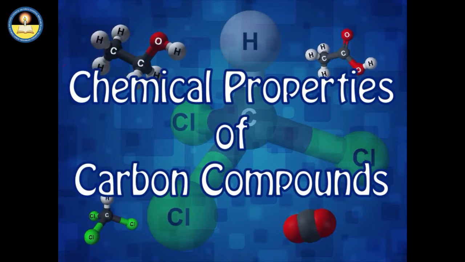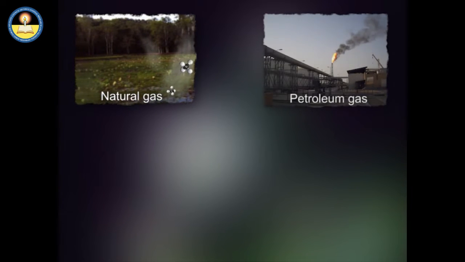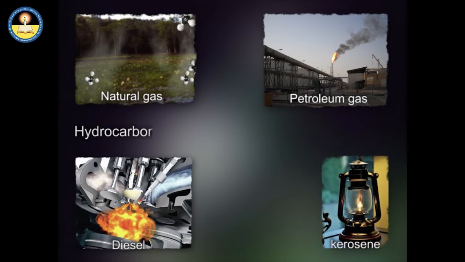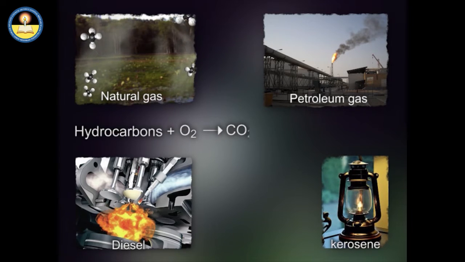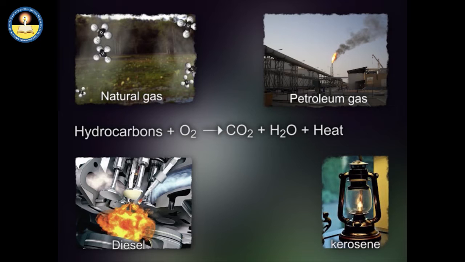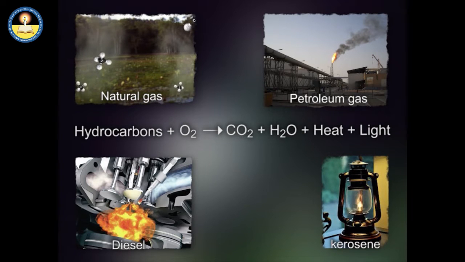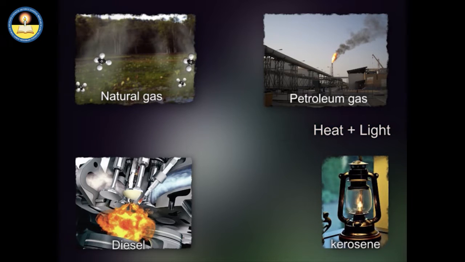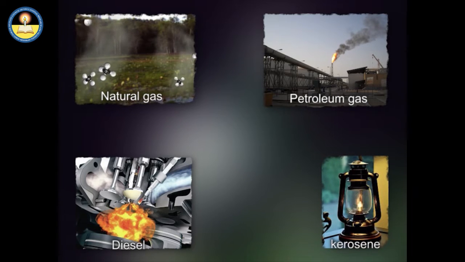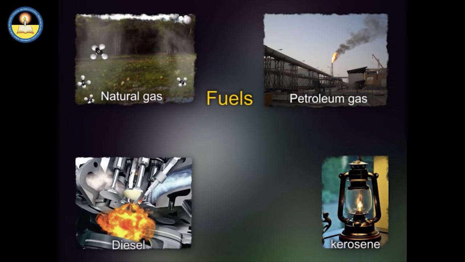Chemical properties of carbon compounds. All hydrocarbons, including natural gas, petroleum gas, diesel and kerosene, burn in air to produce carbon dioxide, water and a large amount of heat and light. Hydrocarbons react with oxygen to give carbon dioxide, water, heat and light. Hydrocarbons are efficient energy sources. These are therefore called fuels.